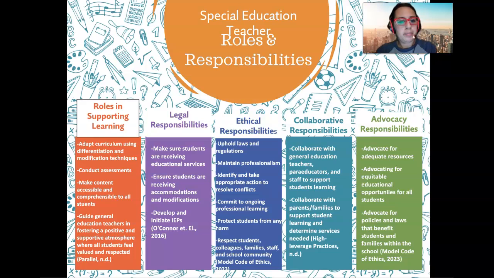And then differentiation, that's another term for visuals, videos, pictures, sentence frames. When students have a hard time putting a sentence together, you provide sentence frames.